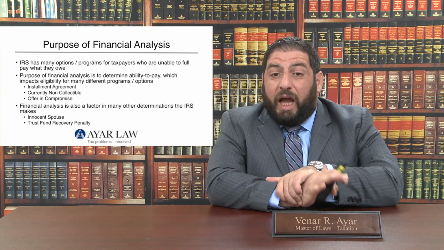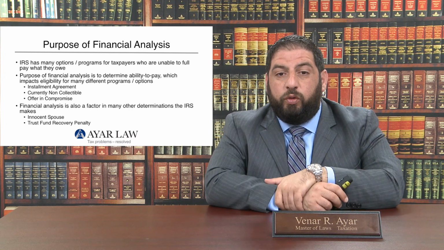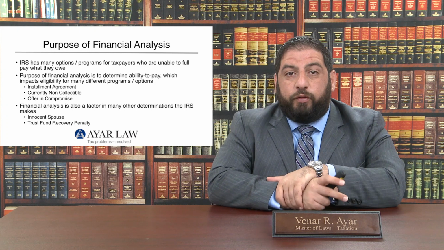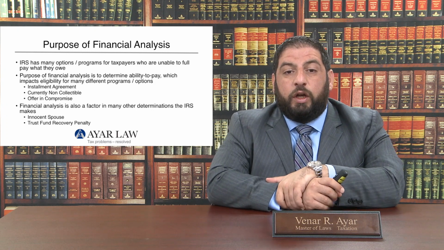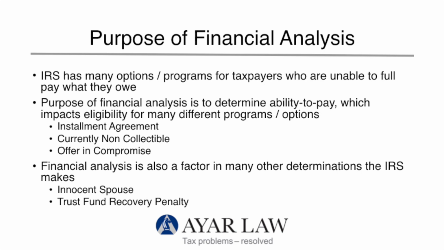So there are many options and programs available for taxpayers who are unable to full pay what they owe. I mentioned briefly IRS installment agreements and also offer in compromise. There's also a currently non-collectible status. The purpose of the financial analysis is to determine ability to pay, which impacts the taxpayer's eligibility for these programs.